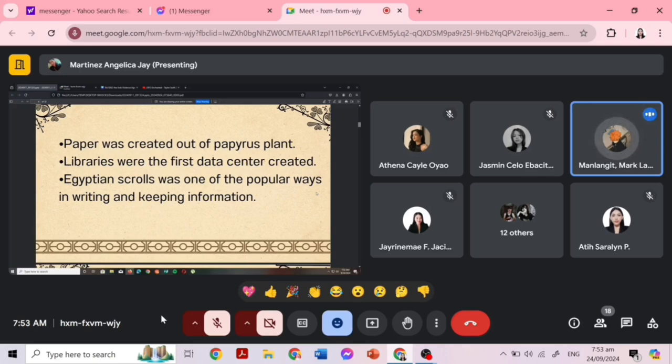Egyptian scrolls were one of the popular ways of writing and keeping information. They were made by rolling sheets of papyrus, which allowed long text to be stored in a compact form.